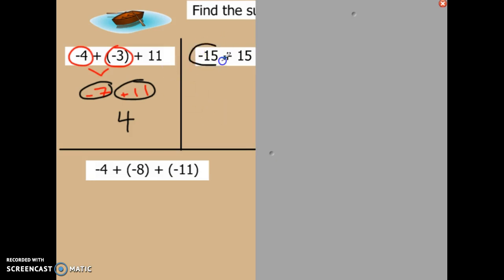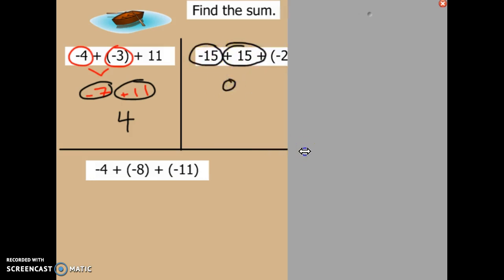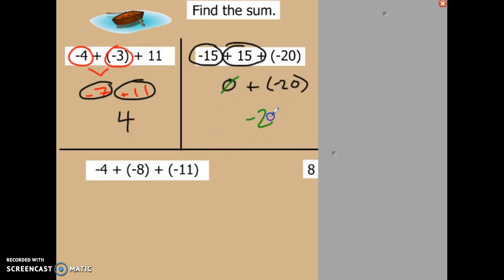Just looking at the first two, negative 15 and positive 15, different signs subtract. Well, 15 minus 15 is just 0, nothing. So we have 0 plus a negative 20. Well, does 0 do anything? Nope, it's just 0. So our answer is negative 20.